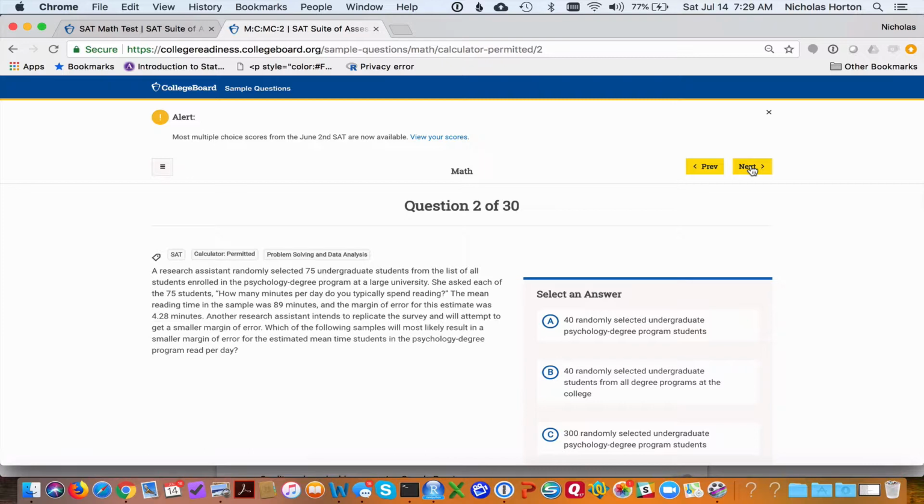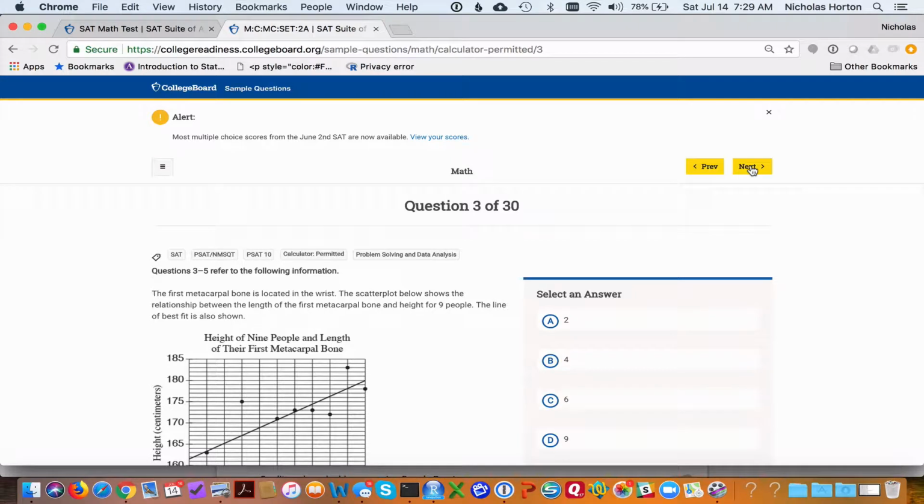It's actually talking about how we actually think about margin of error, replications, and the like. So it's looking at a survey of undergraduate students, and it asks questions about which will likely result in a smaller margin of error. That's kind of neat.